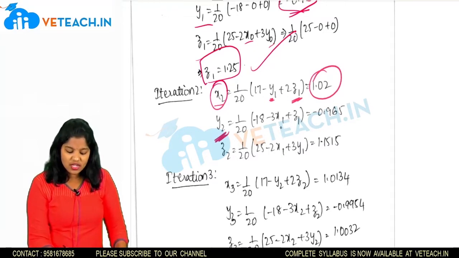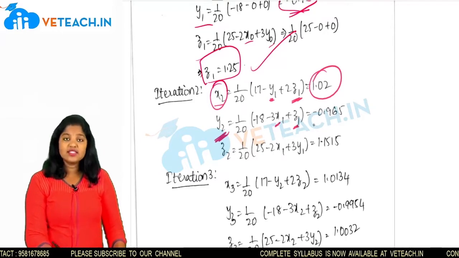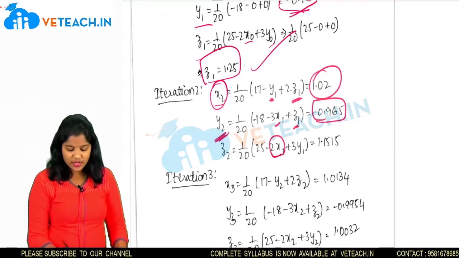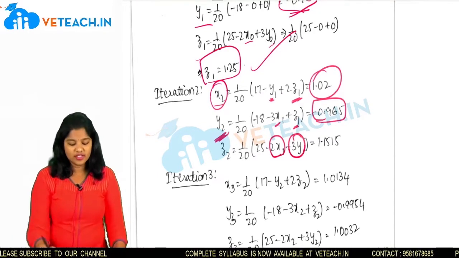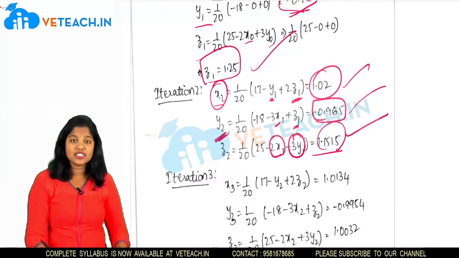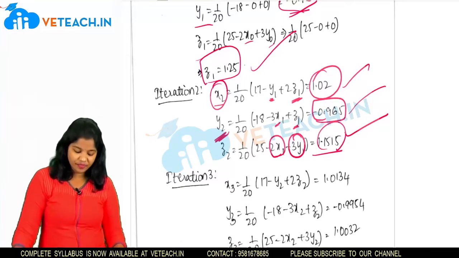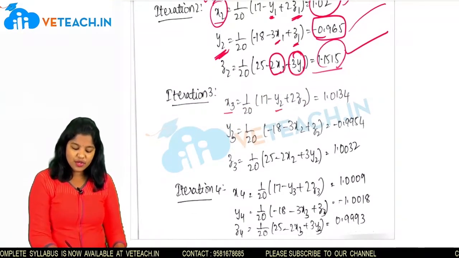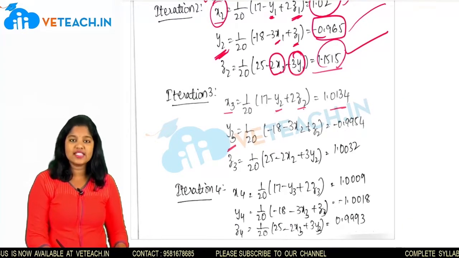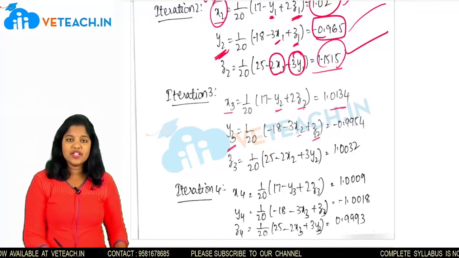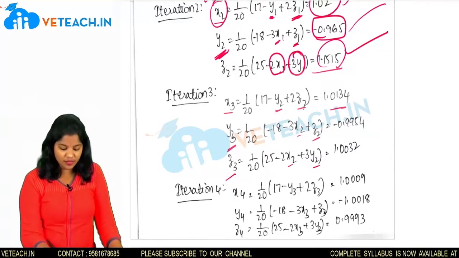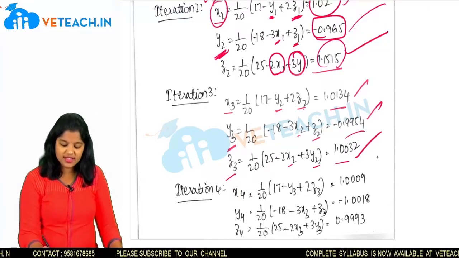Similarly for y2, in place of x substitute x1, and in place of z, z1. You will get the y2 value. Similarly for z2, in place of x substitute x1, in place of y substitute y1. We will get the z2 value also. Now these x2, y2 and z2 values will be taken as initial values for the next iteration. To obtain x3, substitute y2 and z2 in place of y and z. For obtaining y3, in place of x and z, substitute x2 and z2. Similarly for obtaining z3, in place of x and y, substitute x2 and y2. You will get x3, y3 and z3.